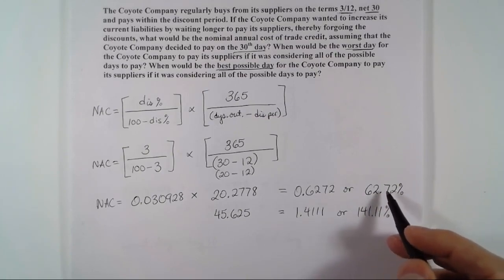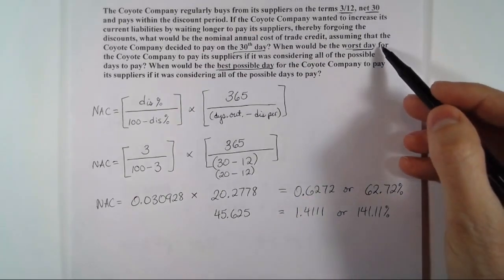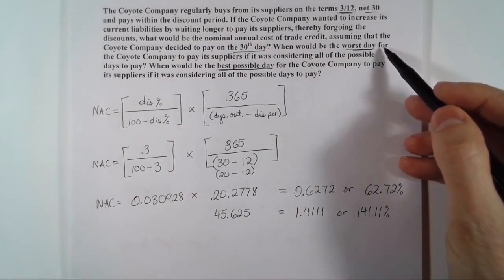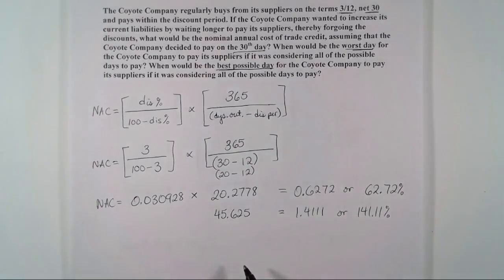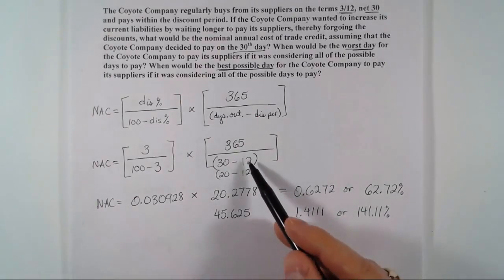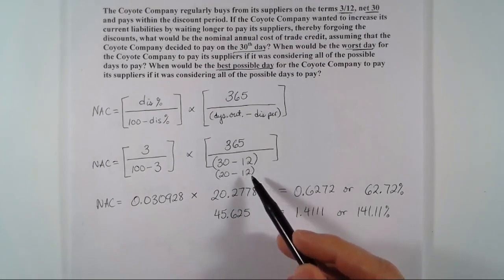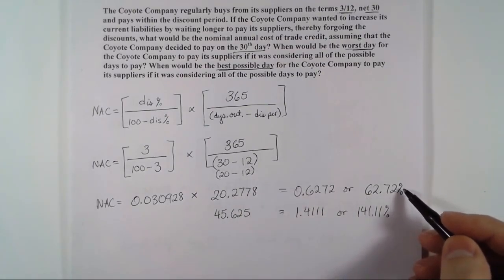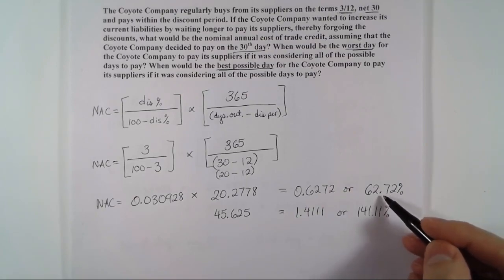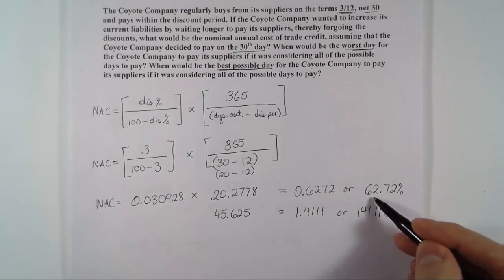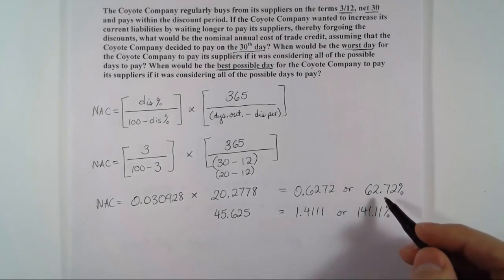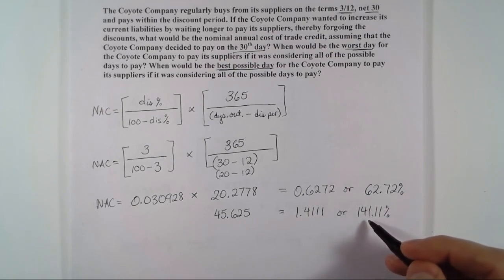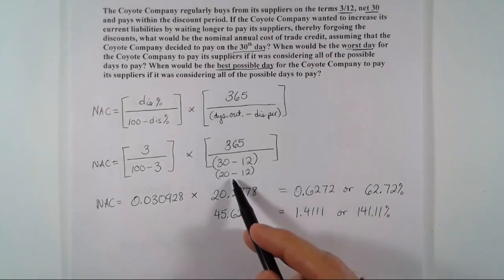But that leads us to the next two questions, which is when would be the worst day for the Coyote Company to pay its suppliers if it's considering all possible days? Well, the answer to that is related to these calculations that we did right here. Notice that if Coyote Company misses the discount and waits to the 30th day, they're paying approximately 63%. But if Coyote Company misses the discount and waits to the 20th day, they're paying approximately 141% because they only got 8 days this time.